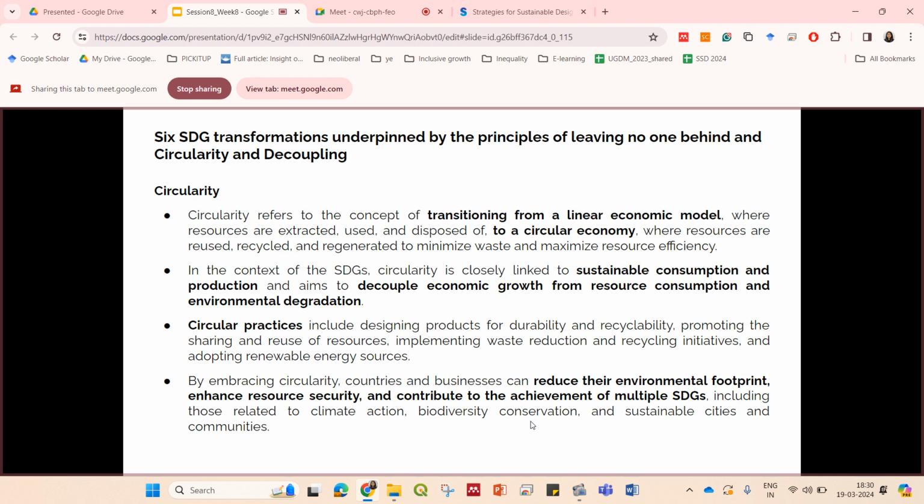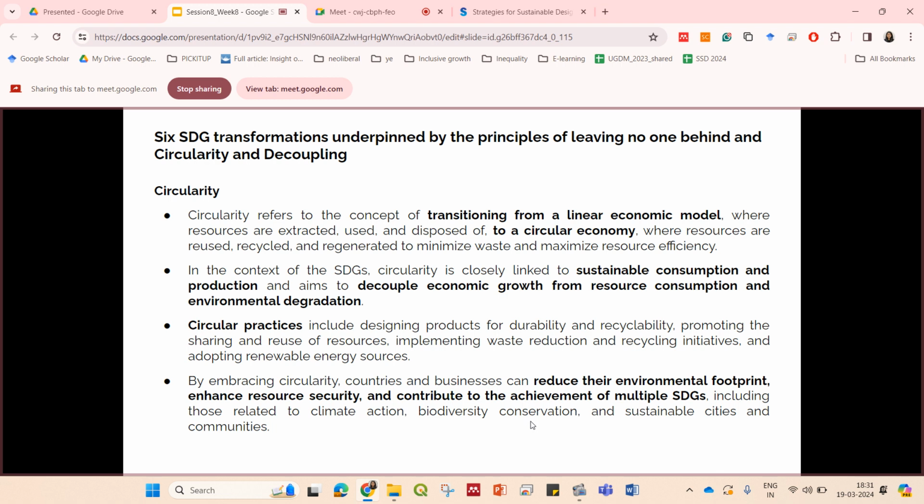The second concept, which is central to sustainable design, is circularity. Circularity is the concept of transitioning from a linear economic model, where you take natural resources and use them to make a product. You use the product, and at the end of the life cycle, the product is discarded, and the discarded material can then not be used for anything else. So this is the linear economic model.